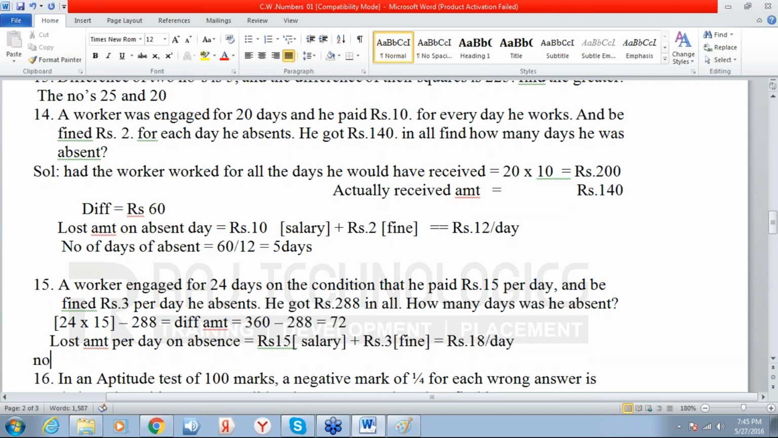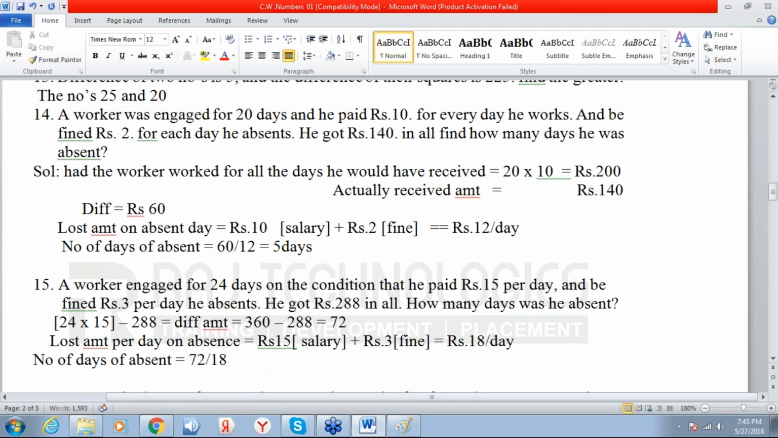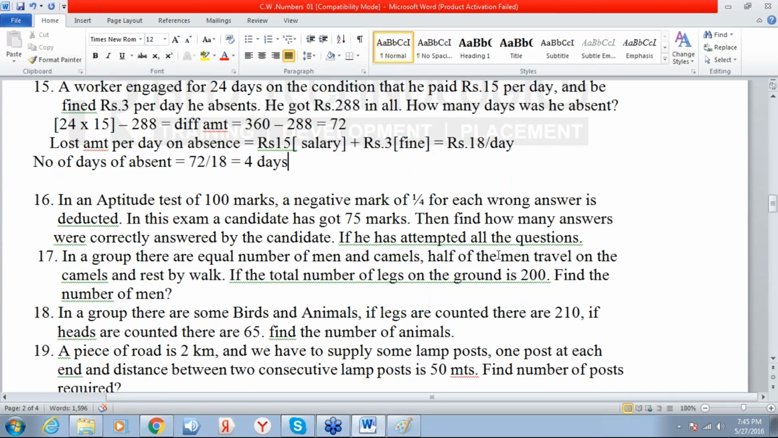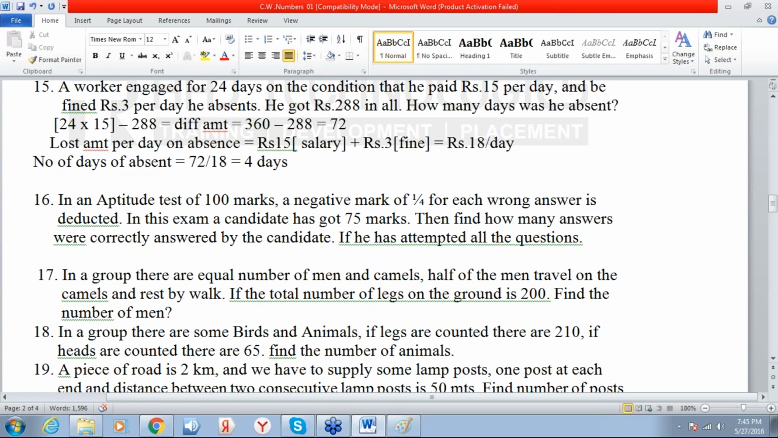So the number of days absent is 72 divided by 18, which is 4. He was absent for 4 days. This is an important question, right?